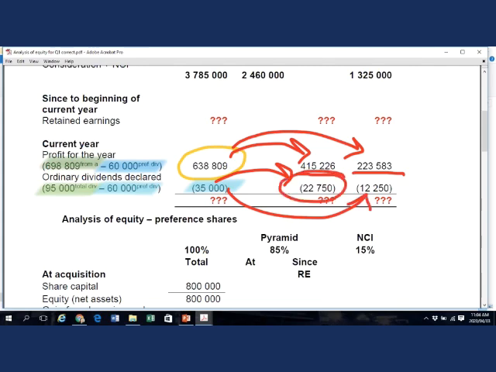The 22,750 is excluded from the profit of the parent. It gets eliminated against the profit of the parent, and the 12,250 is deducted from the NCI balance.